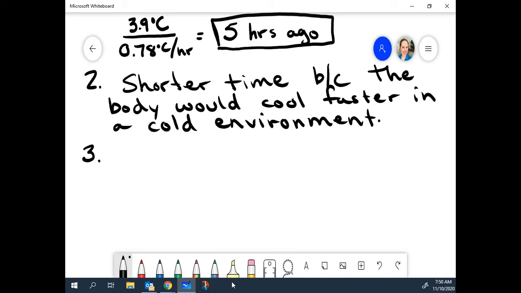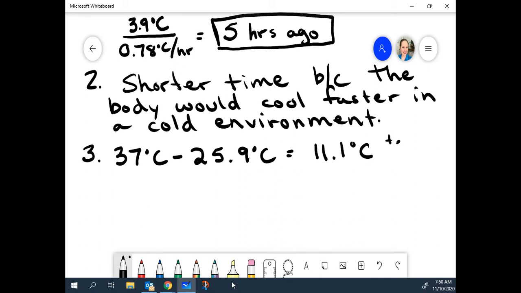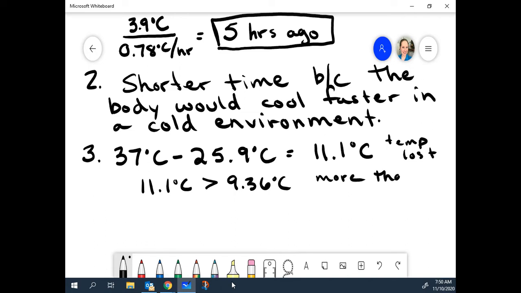All right, so now number 3 gives us another temperature. This time it's 25.9 degrees. So if we have 37 degrees Celsius minus 25.9 degrees Celsius, what did we get? 11.1. So 11.1 degrees Celsius was our temperature lost. Is that greater than or less than 9.36? It would be greater than 9.36. So that means it was more than 12 hours ago.